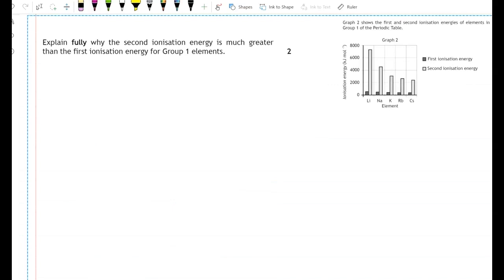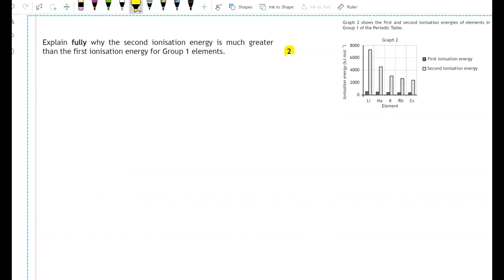Okay, the second part of this question, again, is similar to the one that we've done before. It's 2 marks, so we're looking for 2 points. You might want to pause, have a go at it, and then have a look at the video to see how well you've done. So, explain fully why the second ionisation energy is much greater than the first ionisation energy for group 1 elements.